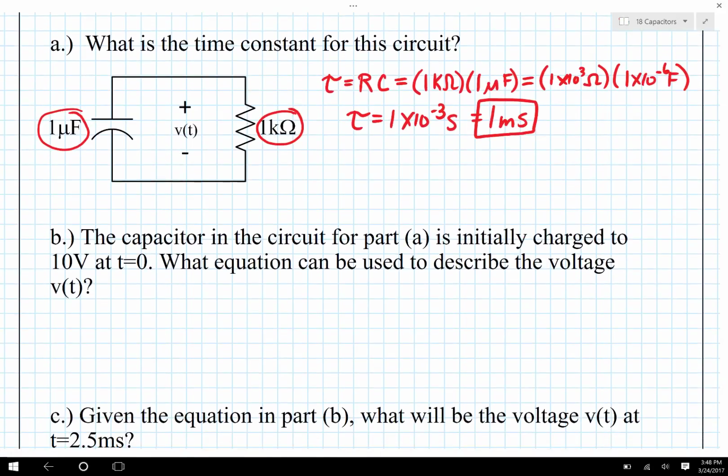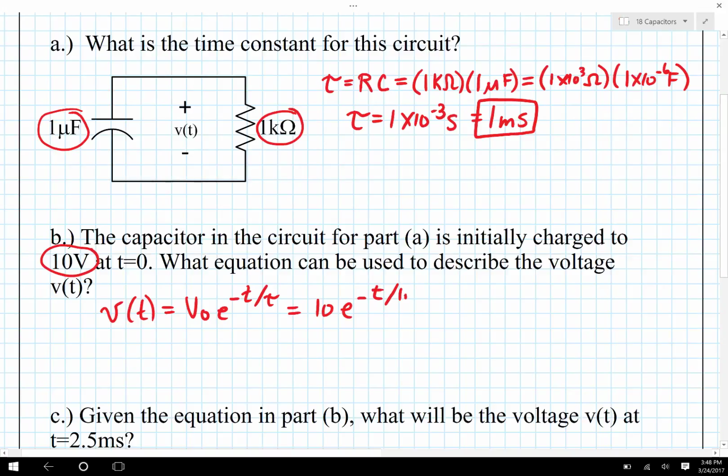The capacitor in the circuit for part A is initially charged to 10 volts. What equation can be used to describe the voltage? This is actually the easiest question because I know the equation is of the form V of t equals V0 e to the minus t over tau. V0 is given. V0 is 10 volts. And I just found tau, and so therefore this is 10 e to the minus t over 1 millisecond, and the answer will be in units of volts. So that's our complete answer for part B.